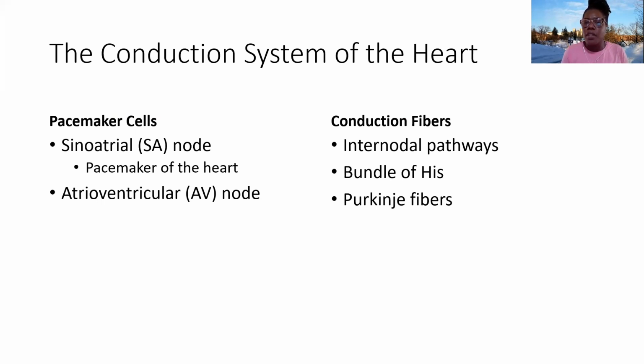And then we've got the conduction fibers. So we've got the internodal pathways. These are the fibers that are in between both nodes. So in between the SA node and the AV node, there are fibers called the internodal pathway or internodal fibers. We've also got the bundle of His fibers, which are really located along the ventricular septum. So the ventricular septum is the wall that separates the left and right ventricles. And along that septum is the bundle of His fibers.